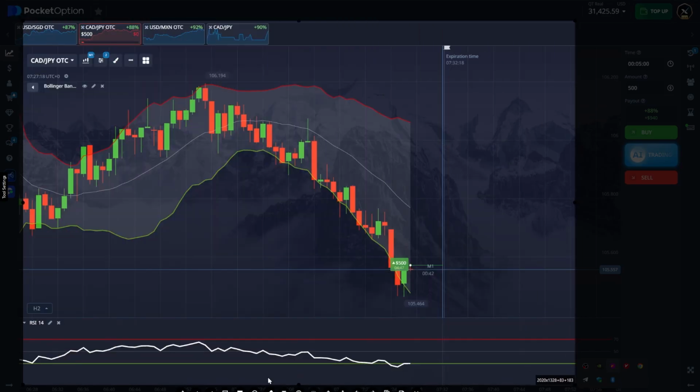First signal, RSI is at level 30, showing upward momentum building. This is our first buy signal. Notice how RSI has started to turn, indicating that sellers are losing strength. Second signal, price has touched the lower Bollinger Band, the green line. This confirms that the asset is in an oversold zone, making the buy opportunity stronger.